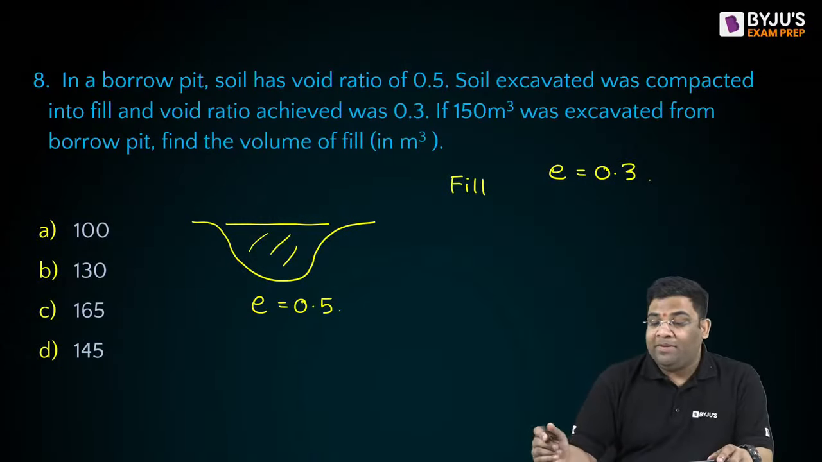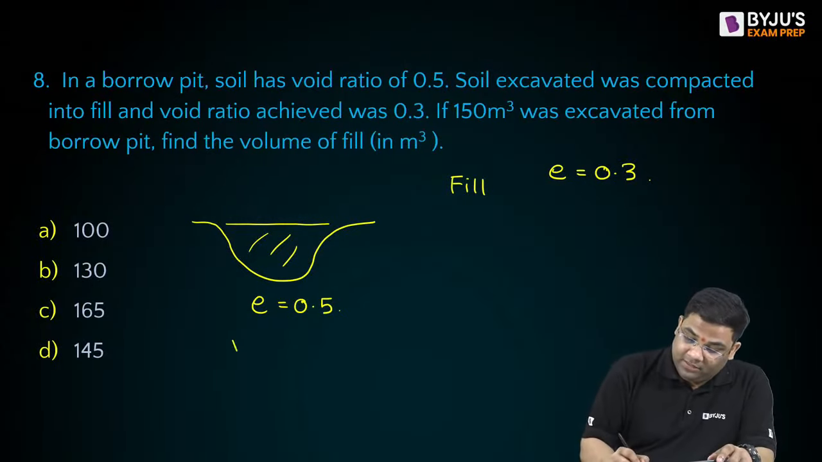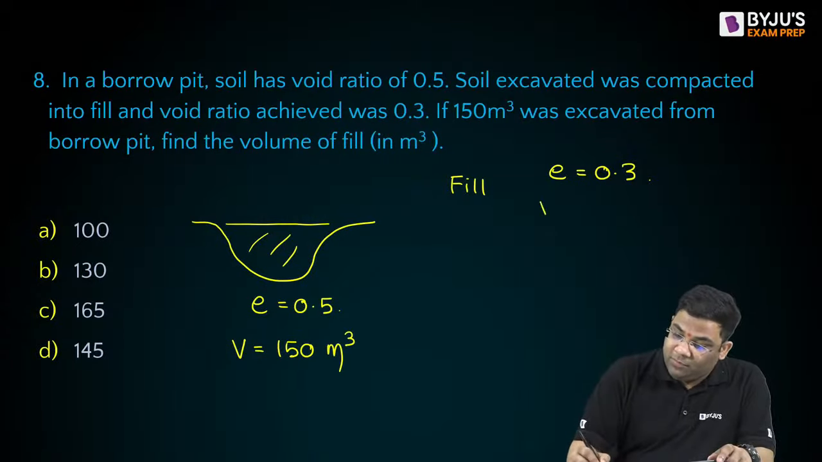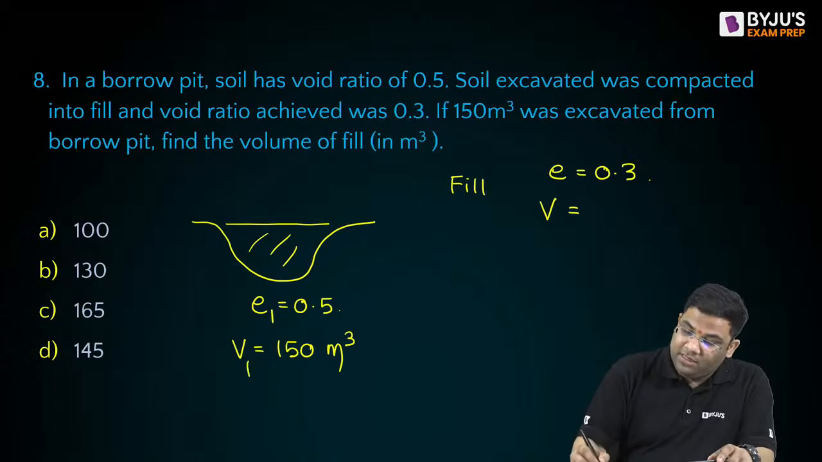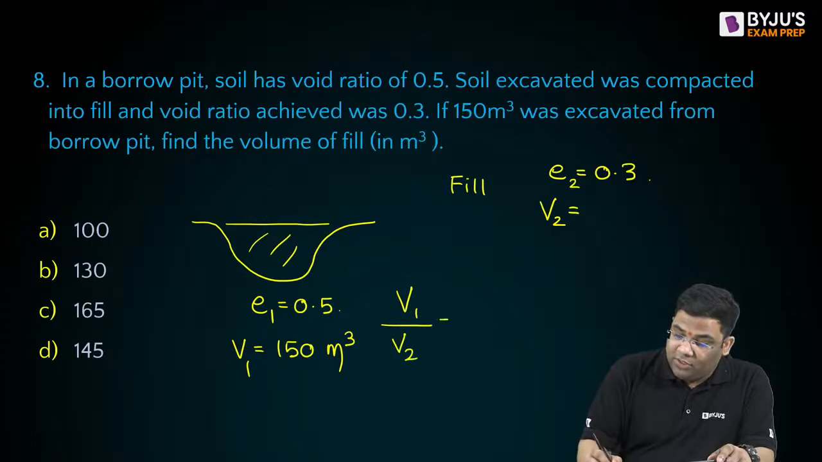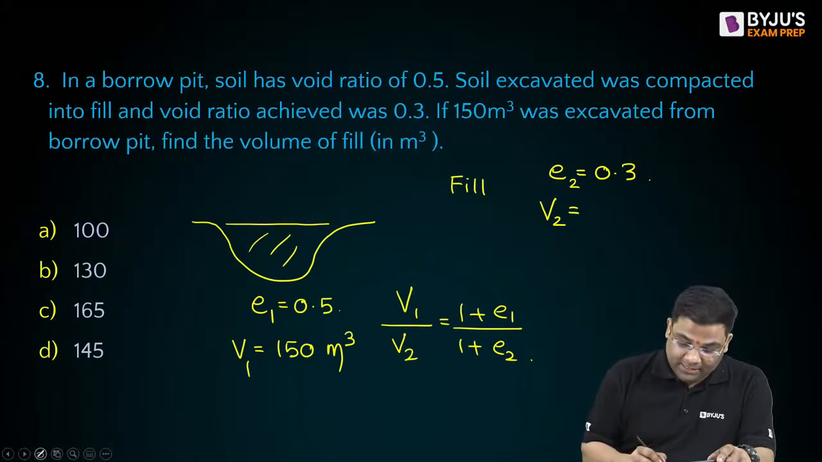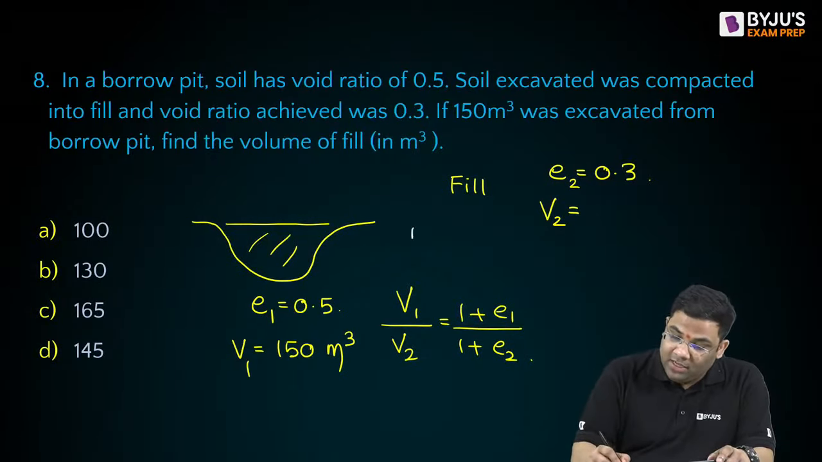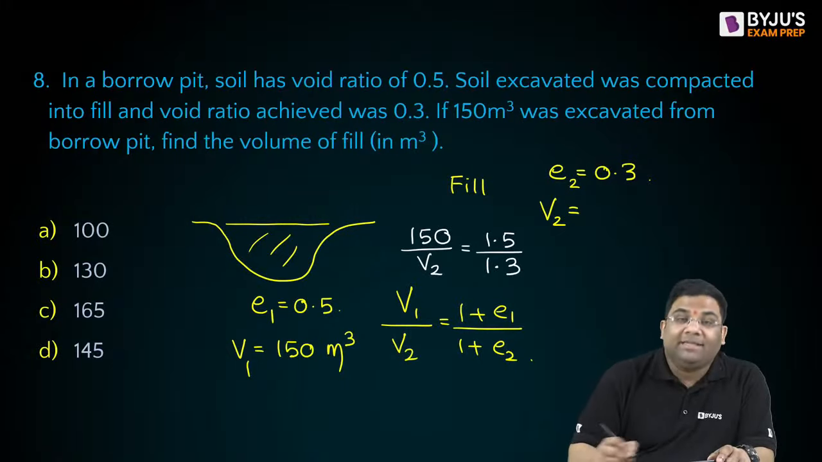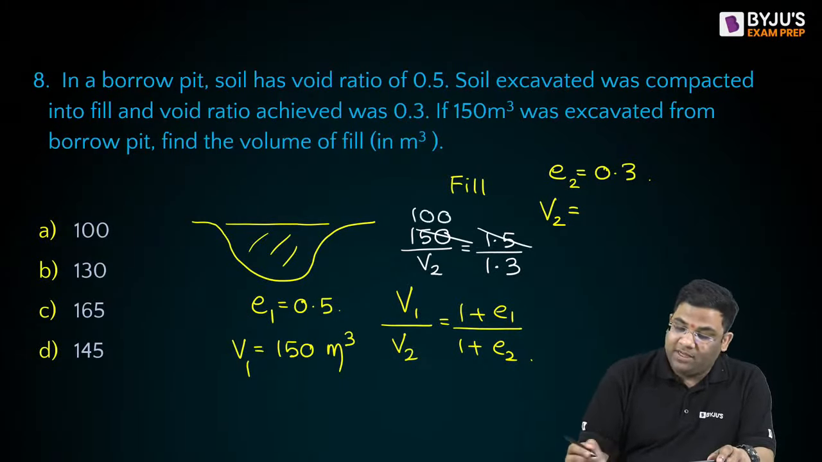If 150 was excavated from the borrow pit, find the volume of the fill. You can take the borrow pit as 1 and the fill as 2. We know the relationship V1 by V2 is equal to (1 plus e1) by (1 plus e2). So I can write 150 by V2 is equal to 1.5 by 1.3. This gets cancelled, I get 100. From here V2 is equal to 130 meter cube.